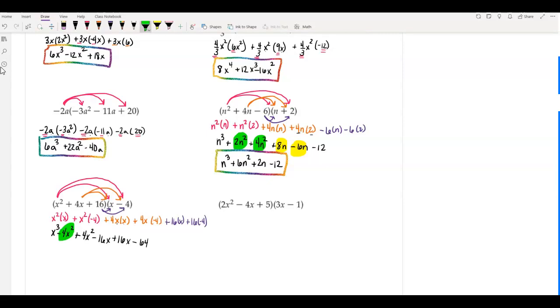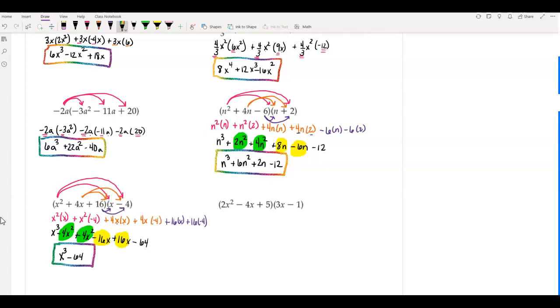We have x squareds, we have x's, so we have x cubed. Now I have a -4x squared plus 4x squared, so those cancel. And then I have negative 16x plus 16x, so those cancel, and I'm just left with negative 64. Which consequently, I believe, is a difference of 2 cubes.